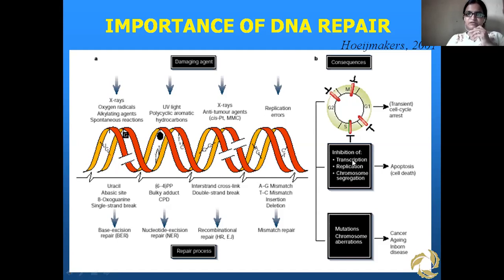Next, when there is a problem at the genetic level or in the DNA, it will result in inhibition of transcription, replication, or chromosomal segregation, and as all these processes will stop due to problems in the DNA, it may lead to apoptosis or cell death. And if there are mutations or chromosomal aberrations, then in order to survive, it can lead to other problems, that is cancer, aging, or other diseases.